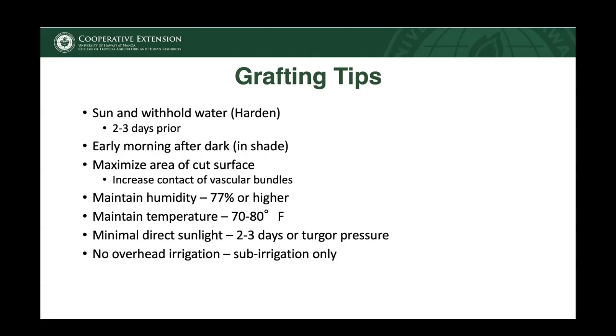And then maximize the area of your cut surface so you get good vascular connection. And then maintain the humidity within that chamber at 77% or higher, and don't let the temperature drop below 70 or exceed 80 degrees Fahrenheit. And then minimize that direct sunlight for 2 to 3 days till you get good turgor pressure and connection between those vascular tissues. And then usually you don't put in overhead irrigation because the water that drops onto the tissue could potentially create rotting and diseases, which will then inhibit that connection of that vascular tissue.